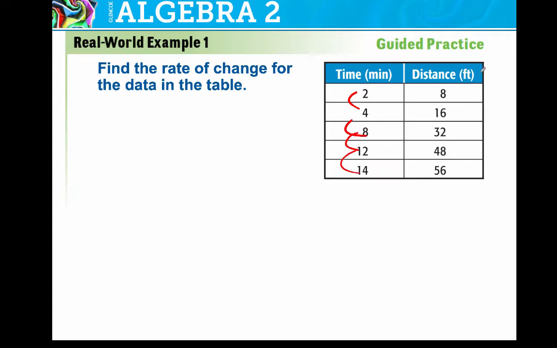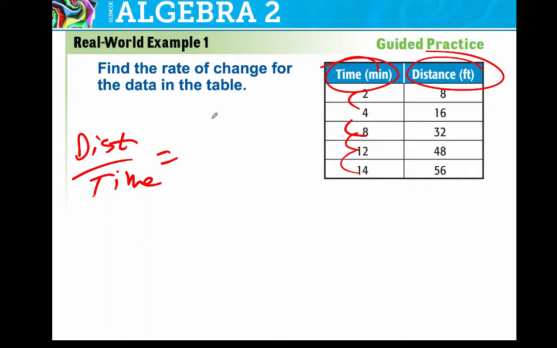But we do want to, we got distance, we got time. So we're going to do distance over time, which means this is going to be feet per minute. So maybe this is a turtle crossing the road. How many feet do they cover per minute? Well, as long as our rate of change is consistent, we can go anywhere.